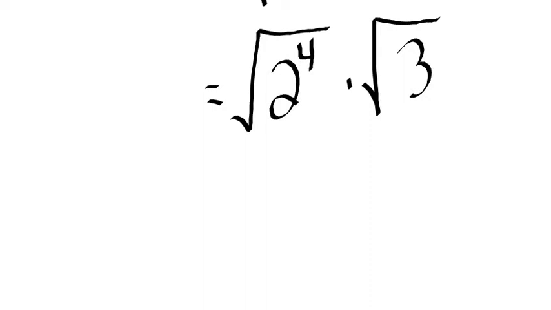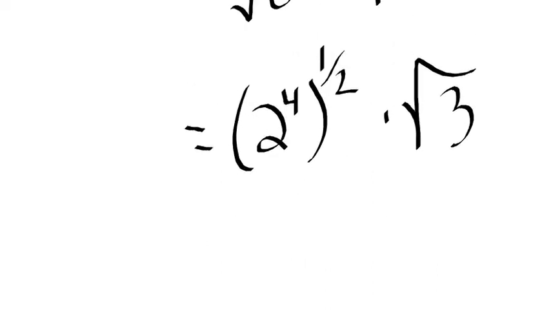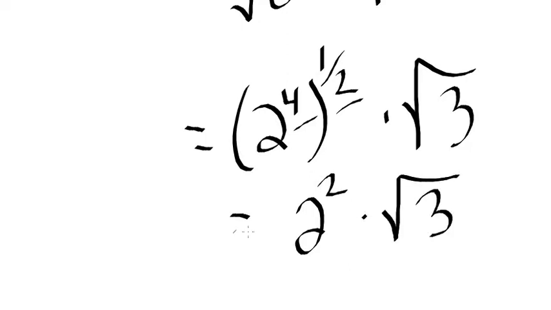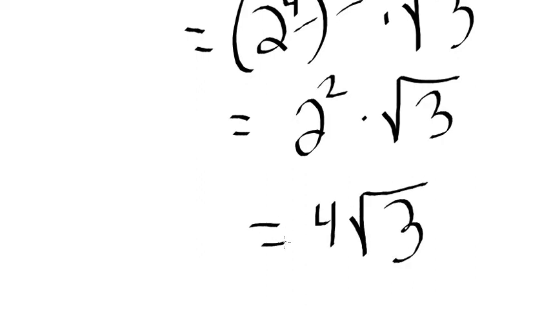Now you should know how to go from radical form to exponential form at this point. Okay, it can be rewritten. And 4 times a half is 2. So this is 2 squared times the square root of 3, which is 4 square roots of 3. So it seemed like we had to do a lot of work to get to that point. Seemed like it anyway. Let's look at this one here.